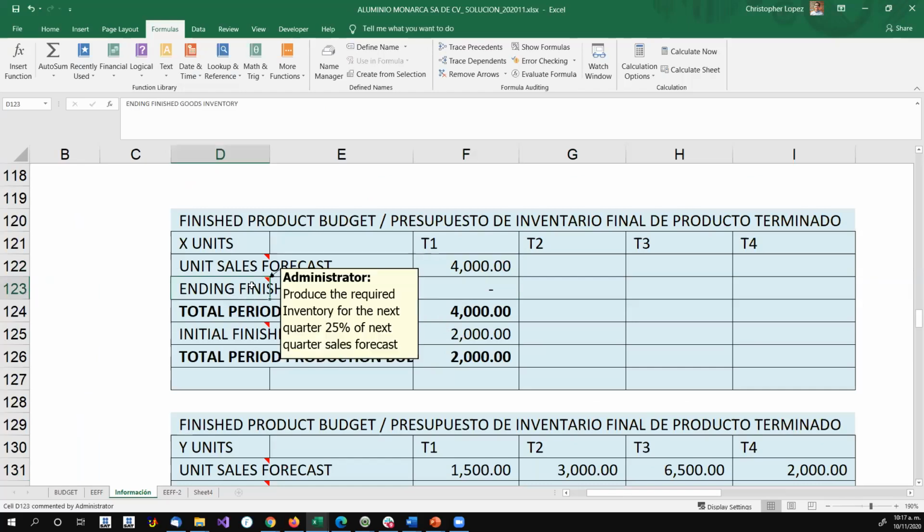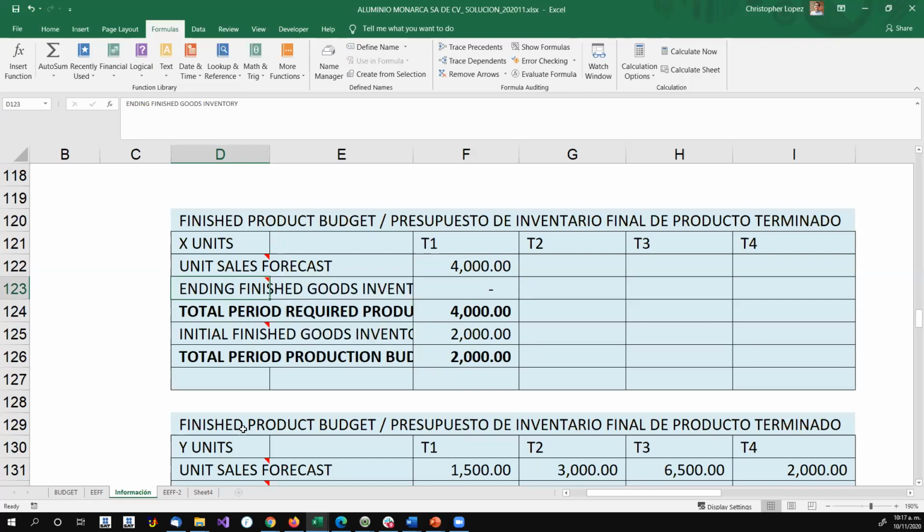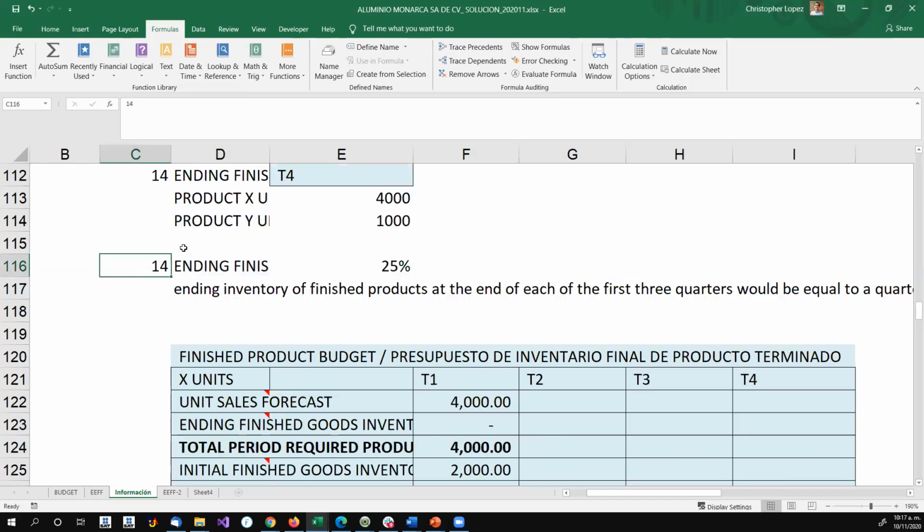And if you remember, inside the case it says that the required ending inventory for each period is expected to be a quarter of the next period's units expected to be sold, okay? That's actually in paragraph number 14. So what I'm going to do is just multiply this one by the expected sales for the next period. So I'm going to do that.